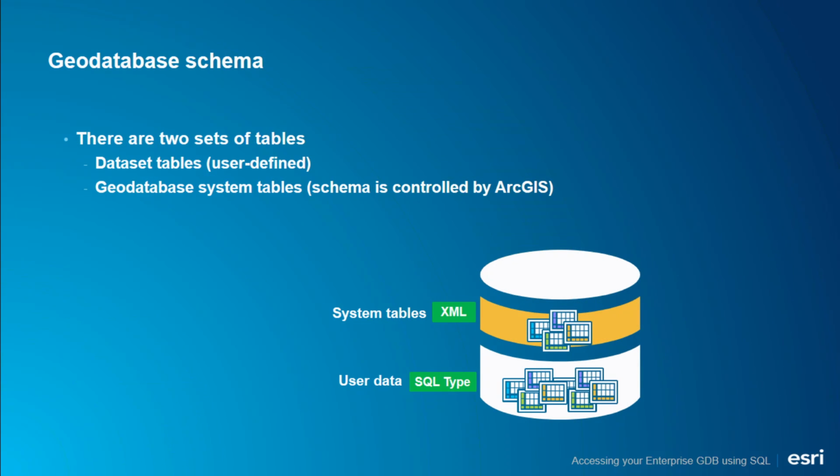So when you enable your database as a geodatabase, you're going to get 2 different types of tables. There are user-defined tables. This could be our tables and feature classes in the geodatabase itself. And then we're also going to have the system metadata tables. And these tables are stored and controlled by ArcGIS.